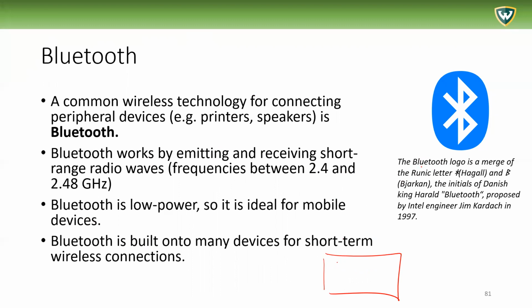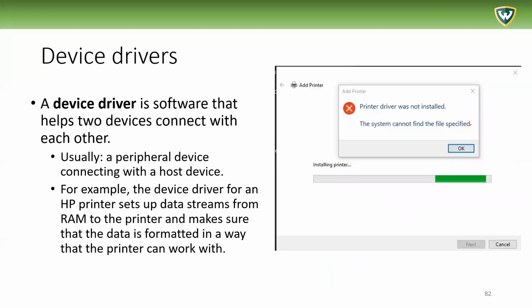Here's some nice little information on the Bluetooth logo, which comes from the runic alphabet, the Scandinavian alphabet. It just spells the letters Hagall and Bjarkan put together, which stand for King Harald Bluetooth, the Danish King Harald Bluetooth. It was named by Intel engineer Jim Kardach in 1987, and I guess it caught on.